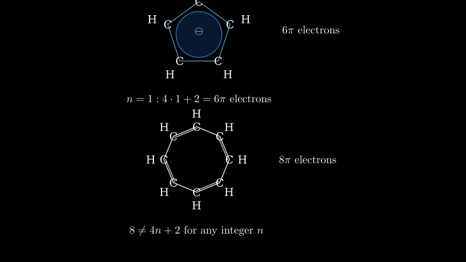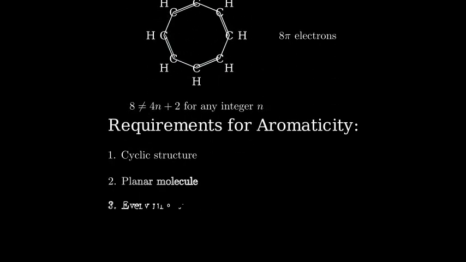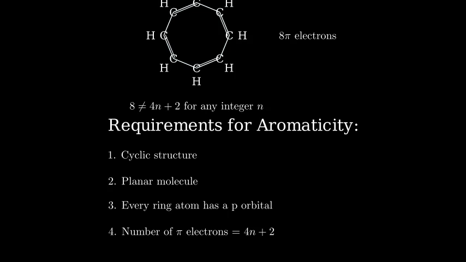In summary, for a compound to be aromatic according to Hückel's rule, it must meet several requirements. 1. The molecule must be cyclic. 2. The molecule must be planar. 3. Every atom in the ring must have a p orbital available for pi bonding. 4. The number of pi electrons must equal 4n+2, where n is a non-negative integer.